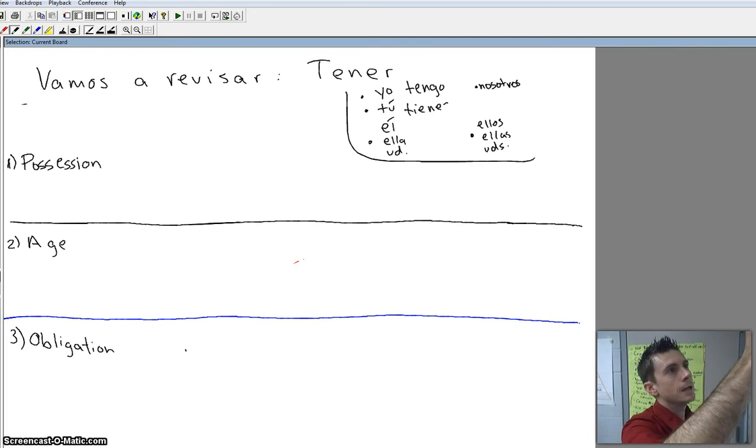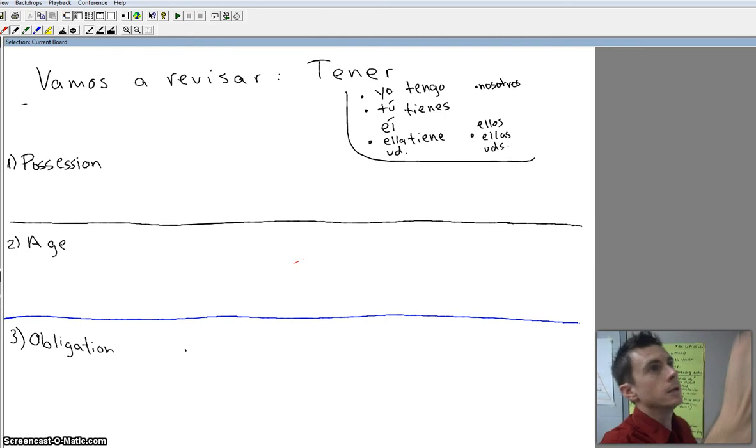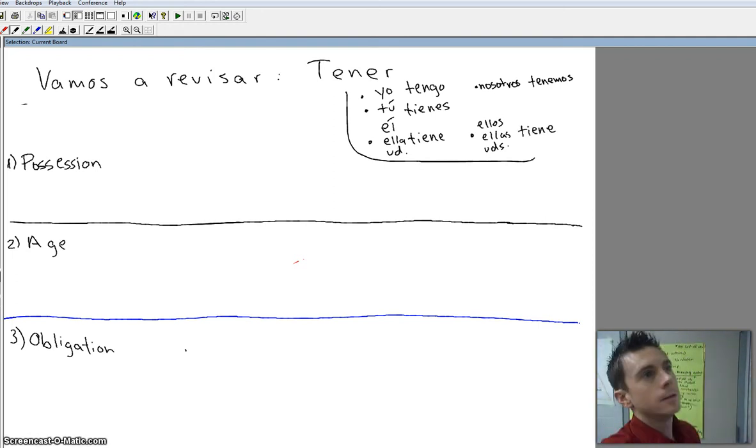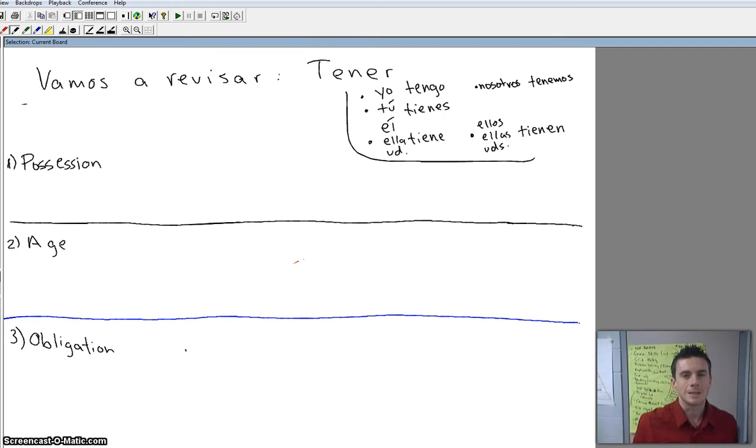Tú tienes, you have. Él, ella, usted tiene, he has, she has. You, remember formal, have. Nosotros tenemos, we have. Ellos, ellas tienen. Ustedes tienen, they have, you all have. So those are our forms of the verb that go with each subject pronoun.